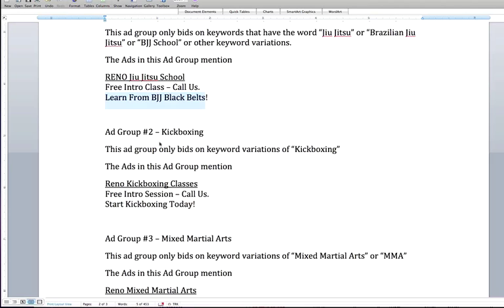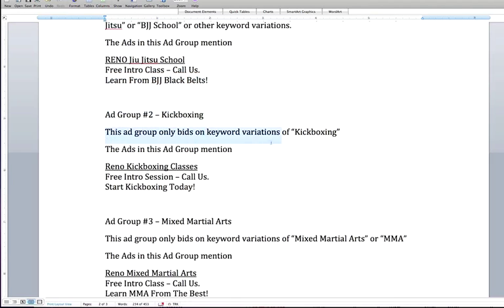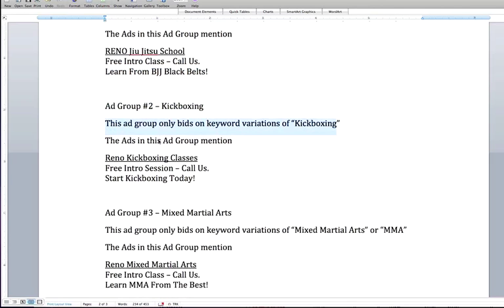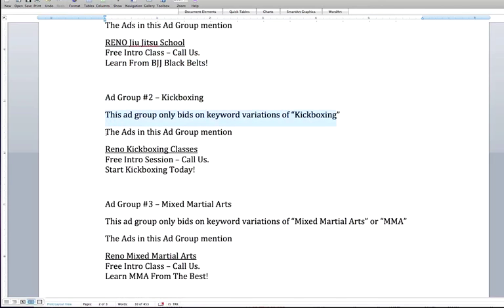Okay, the next ad group, moving right along, would be kickboxing. This ad group's only going to bid on keyword variations of the word kickboxing when people are searching for kickboxing in that area. So the ads in here, again, Reno kickboxing classes, free intro session, call today, start kickboxing today. So things like that. So again, mentioning the location, mentioning the topic in the headline, giving them the free intro, giving the call to action.